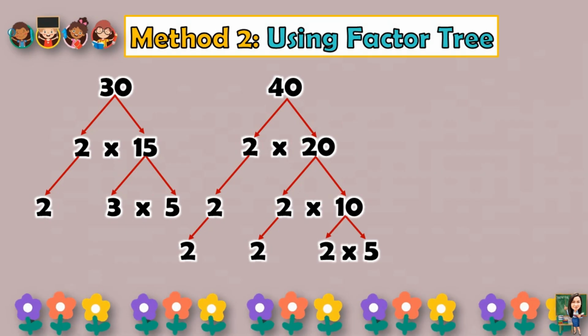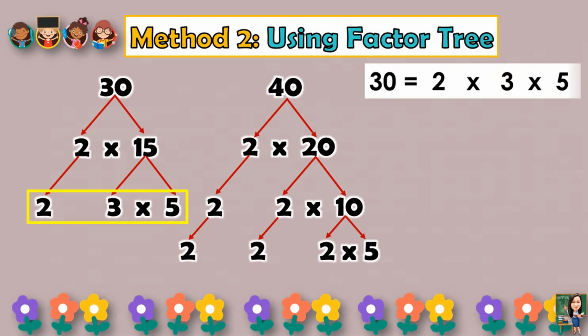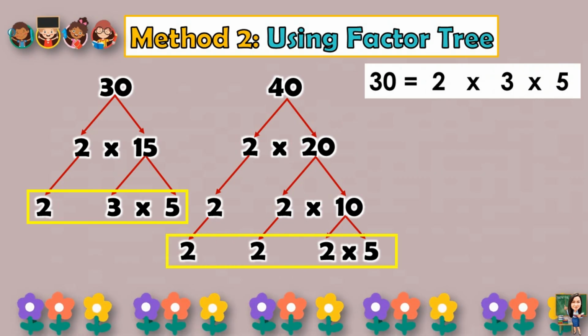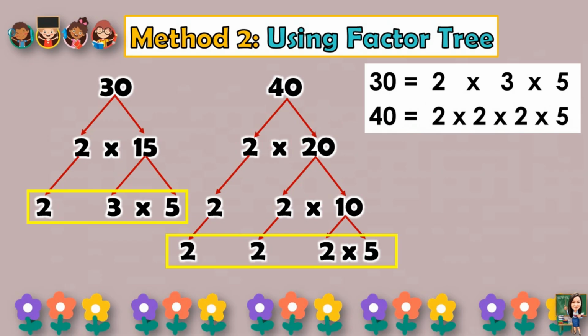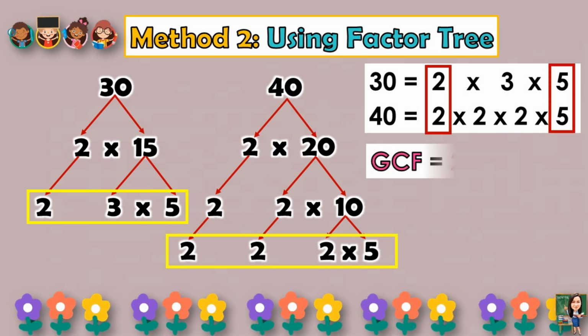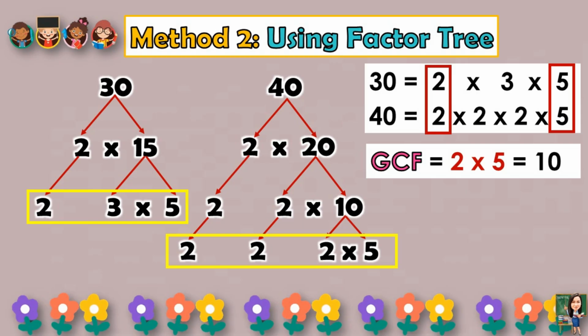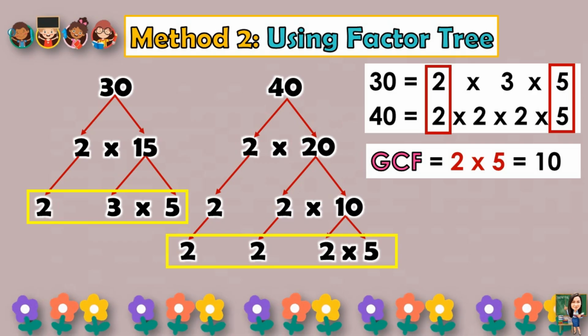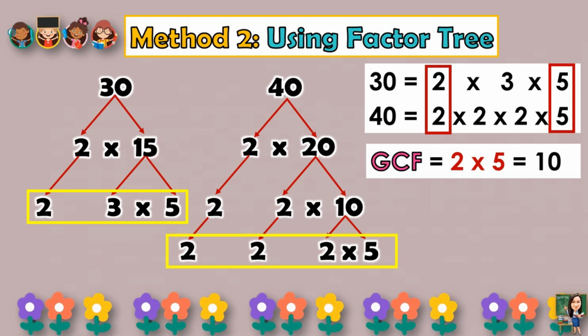The prime factors of 30 are 2 times 3 times 5. The prime factors of 40 are 2 times 2 times 2 times 5. 30 and 40 have the same numbers. These are 2 and 5. Multiply 2 times 5 to get the GCF. So 2 times 5 equals 10. The GCF or the greatest common factor of 30 and 40 is 10.